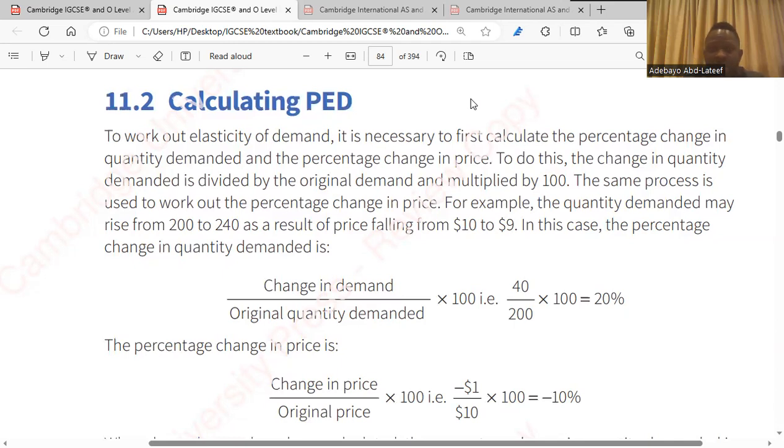For example, the quantity demanded may rise from 200 to 240 as a result of a price falling from 10 to 9. In this case, the percentage change in quantity demanded is, so look at what we have here. We have a rise in quantity from 200 to 240. So Q1 is 200, then Q2 is 240. Then there's a fall in price from P1, which is 10, to P2, which is 9. Yes or no?